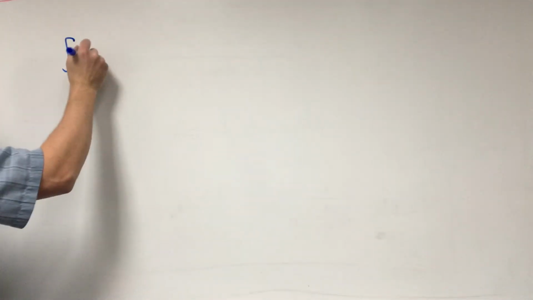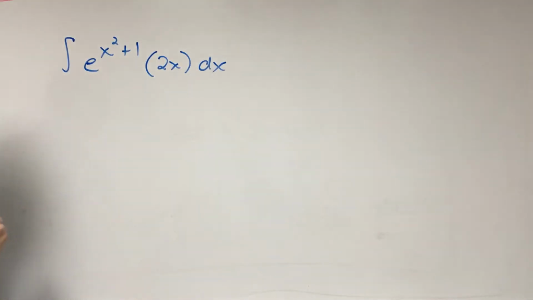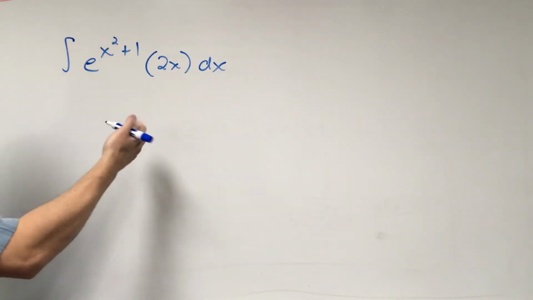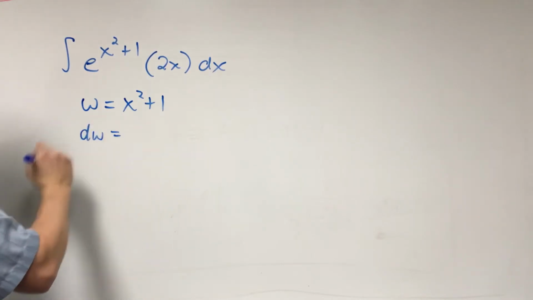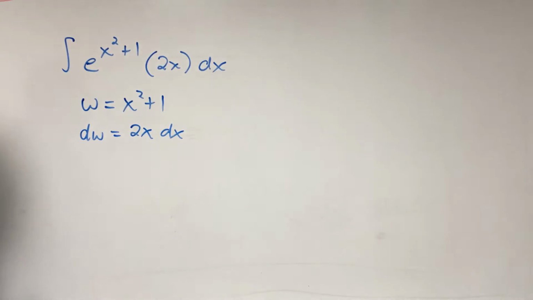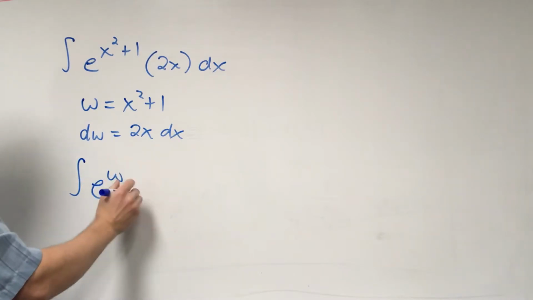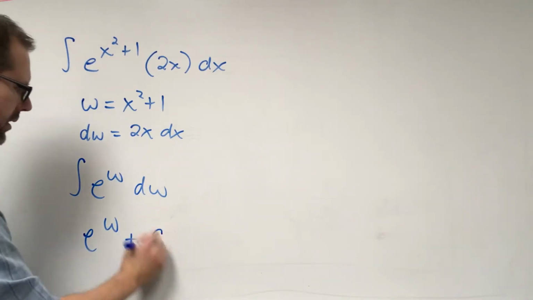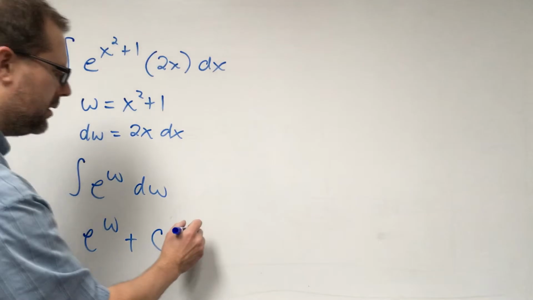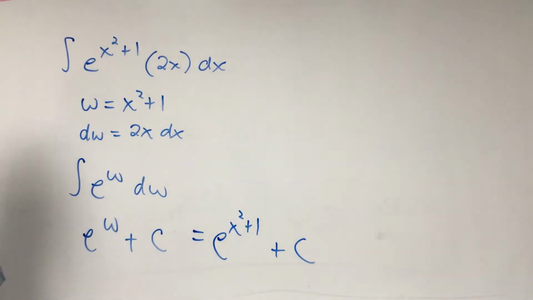So recall, if I have an integral e to the x squared plus 1 times 2x dx, that with substitution, we would use w equal to x squared plus 1 and conclude that dw is 2x dx, thereby yielding an integral e to the w dw that we could then anti-differentiate to find e to the w plus c, or if you prefer, e to the x squared plus 1 plus c.